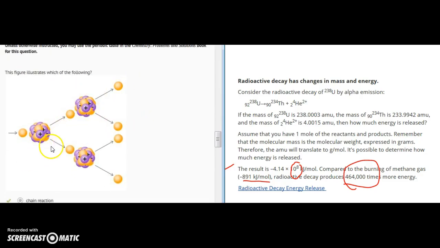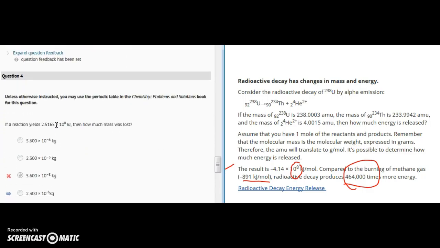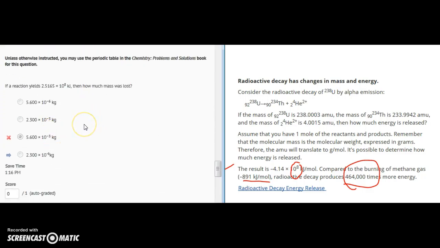Well, it looks like a chain reaction. This neutron hits there, splits there, etc. And then down here, for the reaction that yields that much energy, how much mass was lost? So let me copy that and we'll look at the math.